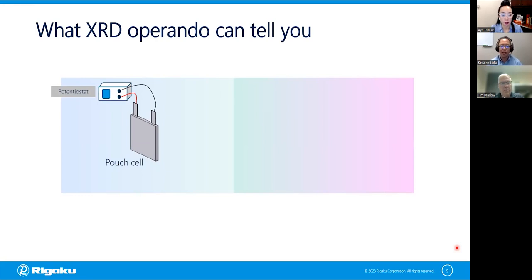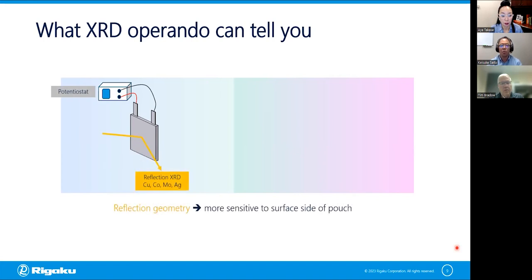If you joined the last webinar in the series, which was a month ago, we discussed two different XRD geometries. One was reflection geometry. In reflection geometry, the X-ray hits a pouch from one side of the pouch surface like this schematic drawing, and then the diffracted X-rays to the same side of the pouch are recorded by the detector. So this is called reflection geometry.